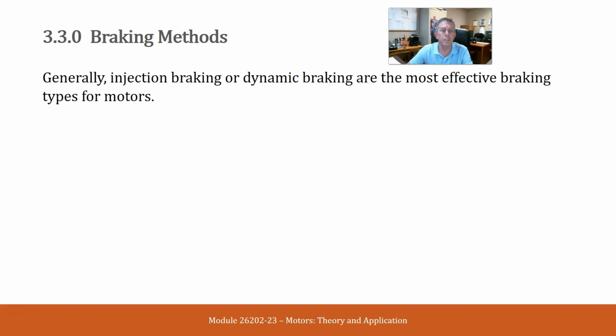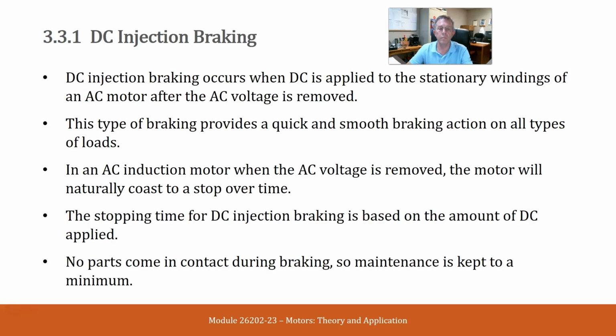Braking methods. DC injection braking or dynamic braking are the most effective braking types for motors. DC injection braking occurs when DC is applied to the stationary windings of an AC motor after the AC voltage is removed. This type of braking provides a quick and smooth braking action on all types of loads.